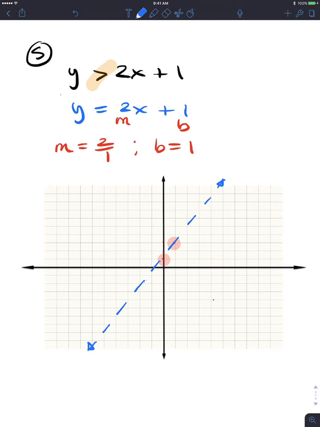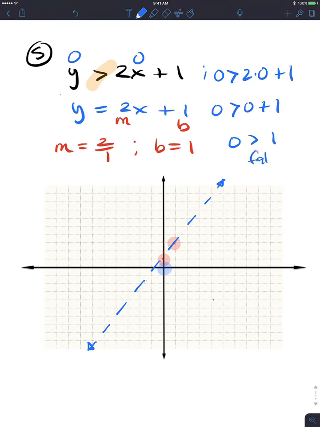We need a test point. Hopefully, the origin is available. And if I look closely, it is. The value x is 0 and y is 0 is available. So I'm going to plug those values in. X is 0, y is 0. Into my inequality, I get 0 greater than 2 times 0 plus 1, 0 greater than 0 plus 1, 0 greater than 1. This here is a false statement.